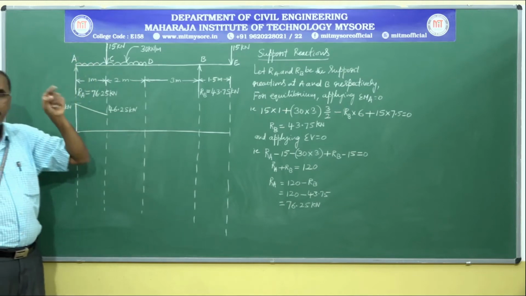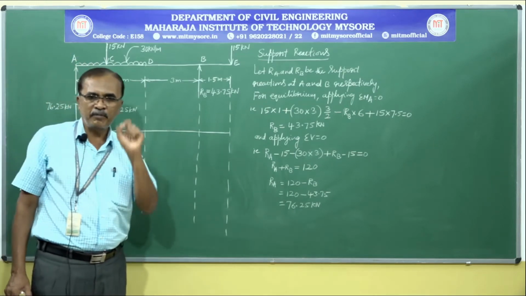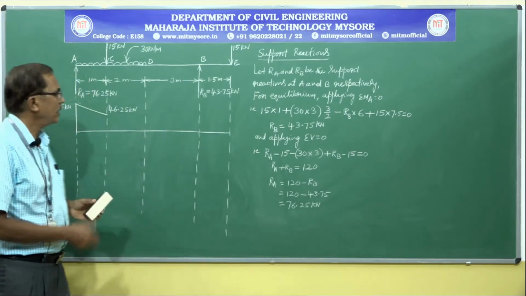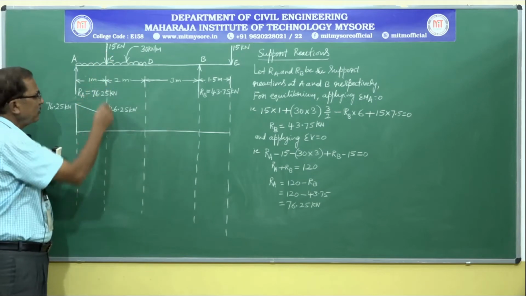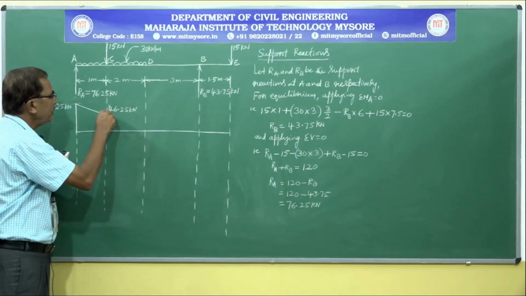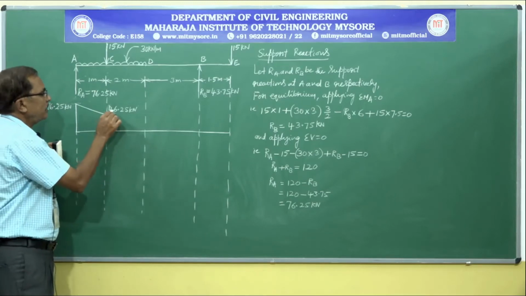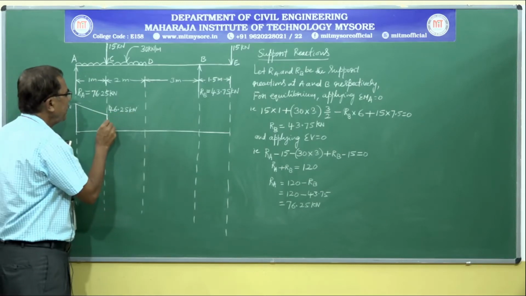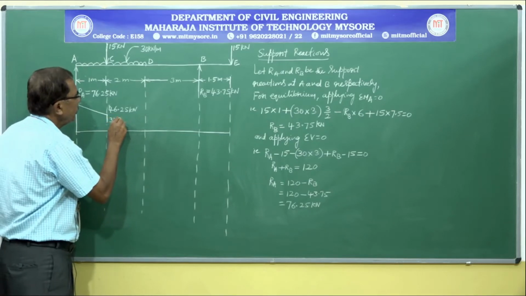At point C there is a point load. Variation of shear force diagram for point load is a vertical line, and you have to move in the direction of loads acting. So it is acting in the downward direction, come down by 15 kilonewton vertically. 46.25 kilonewton minus 15, it is 31.25 kilonewton.